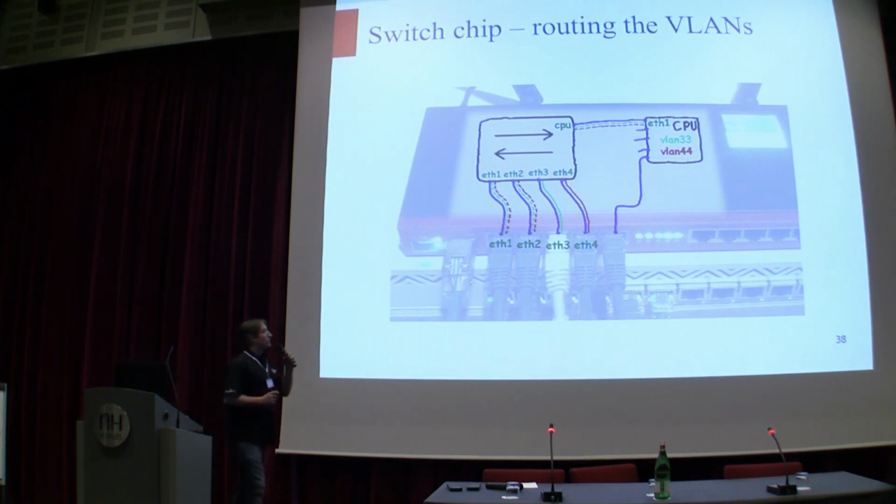Okay, the last thing. What if I wanted to also route the VLANs? I had only the switch chip with these Ether 1 to Ether 4 ports configured, so it was just a simple switch. But what if I want to have my CPU also connected to the VLANs? For example, I need to do a routing between VLAN 33 and VLAN 44. Or just connect them to the world, to the internet with the Ether 5, which is not used now.